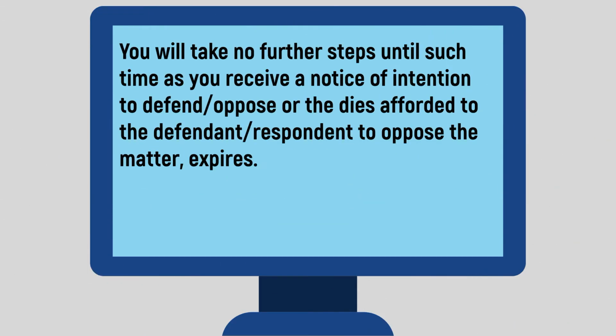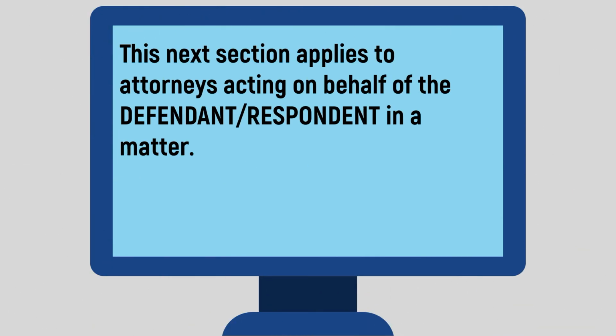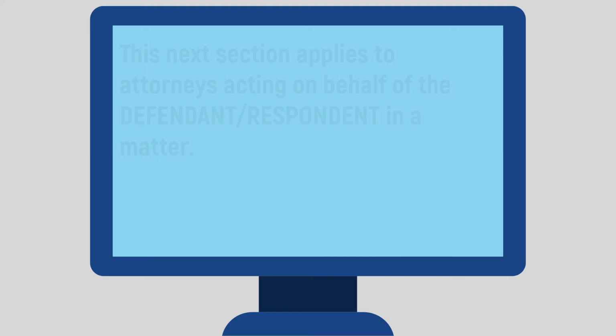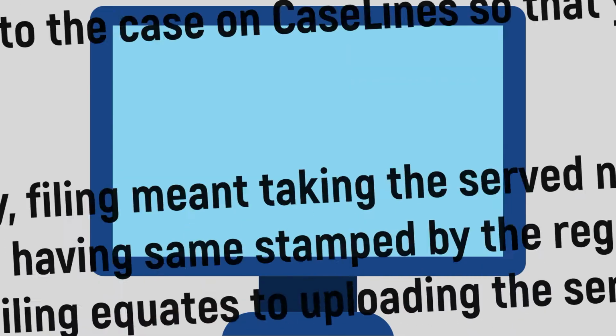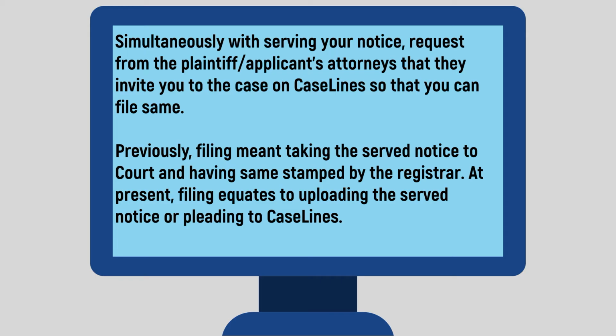You'll take no further steps until such time as you receive a notice of intention to defend or oppose, or the dies afforded to the defendant/respondent to oppose a matter expires. The next section applies to attorneys acting on behalf of the defendant/respondent in a matter. Where a summons or a notice of motion has been served on your client, and you wish to defend or oppose the matter, you will obviously serve and file the requisite notice. Simultaneously with serving your notice, request from the plaintiff or the applicant's attorneys that they invite you to the case on CaseLines so that you can file same.